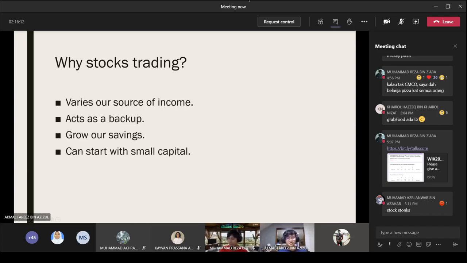You can start with small capital. Why do I say you can do stock trading with small capital? Because in other investment sectors such as real estate, they require huge capital. For example, a condominium will cost you about 300,000 ringgit. So it is very hard for us, maybe students, to start with those kinds of investments. So stock trading is a very well recommended step for us to start investing. Maybe you can start with 100 ringgit, 200 ringgit, depending on your savings.